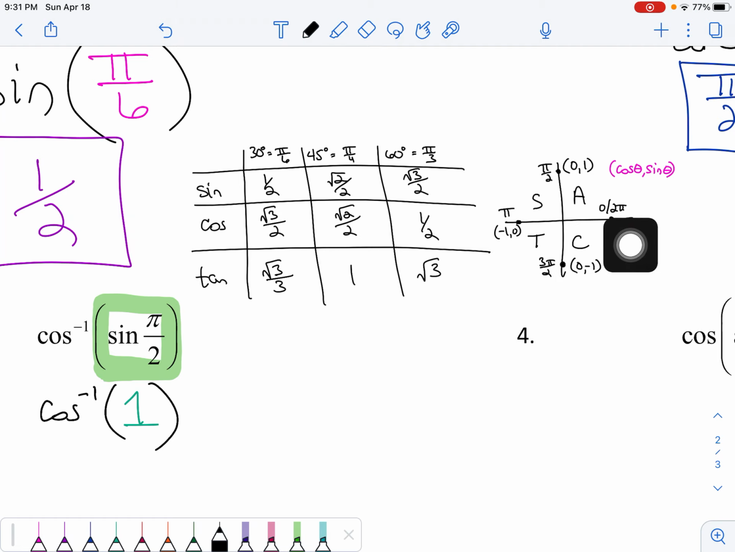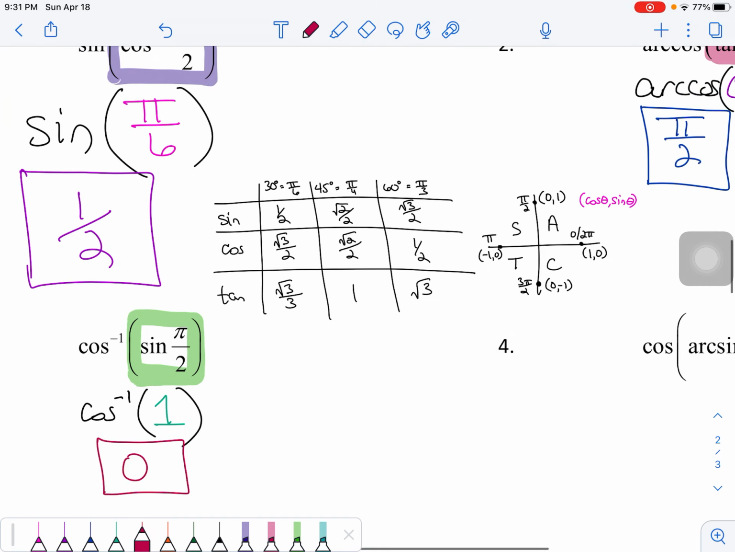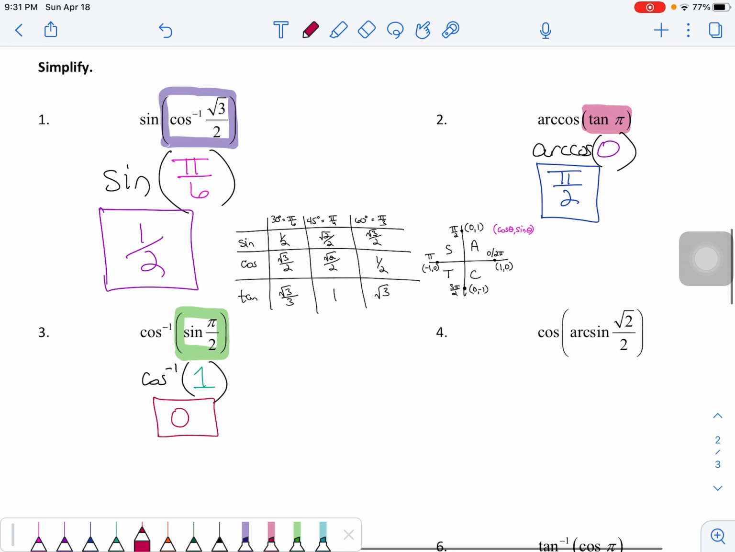Now, I either have the option of 0 or 2 pi, but remember, 2 pi is outside of cosine's domain for the inverse function, so I just want to use 0. So that's going to be 0 here as an answer, and we are done with problem number 3.